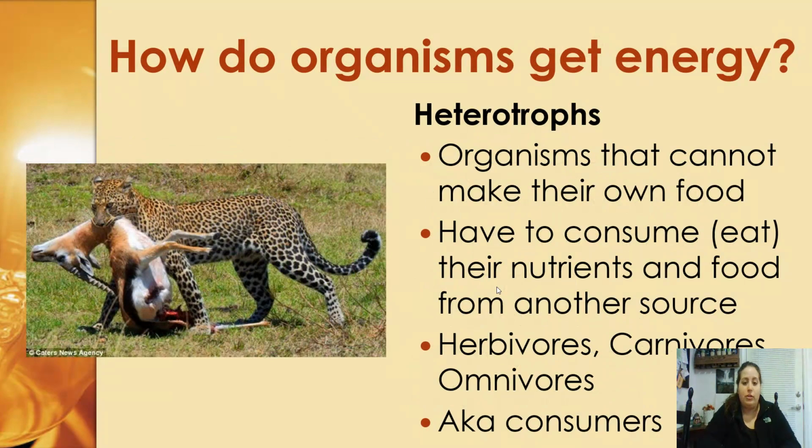But then you have heterotrophs. These are organisms that cannot make their own food. The word hetero means different. So they have to consume their food from a different source, not themselves. These are herbivores, carnivores, omnivores, and something we like to call detritivores. These are organisms that get their energy from dead or decaying materials. You may have heard of heterotrophs as consumers in the past because we have to consume things in order to get our energy. Humans are an example of a heterotroph.